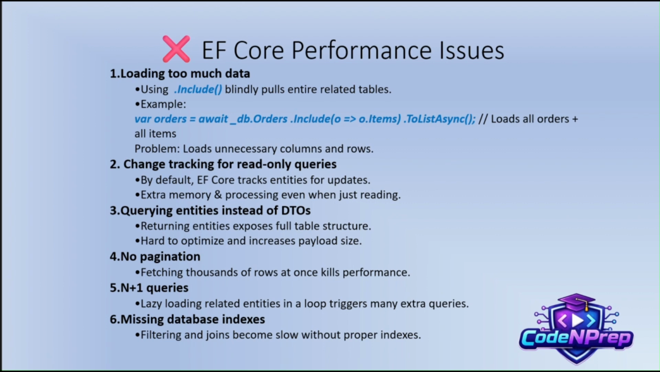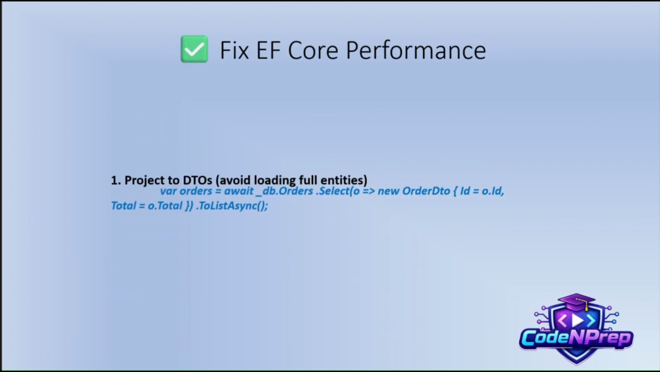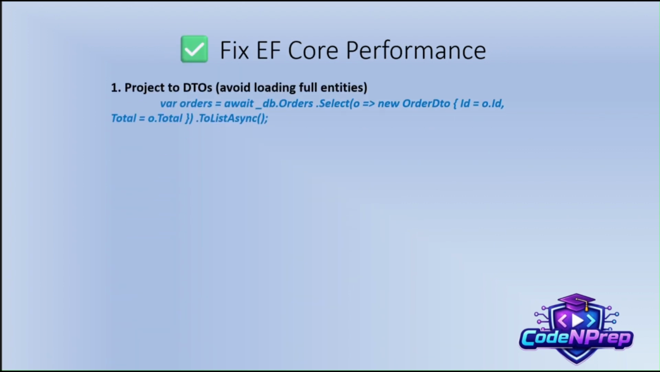Now let's see how to fix these issues. So first is project to DTOs. Instead of loading entities, select only what you need. Smaller queries equal faster execution. If you can see in this example, we are fetching records from orders. So we are passing the required conditions, what total and what ID we have, and we want only data for that. So it will not load full entities. So this query will optimize our performance.